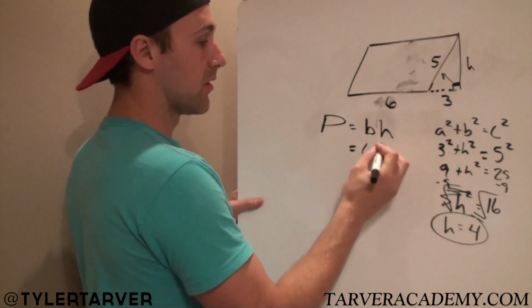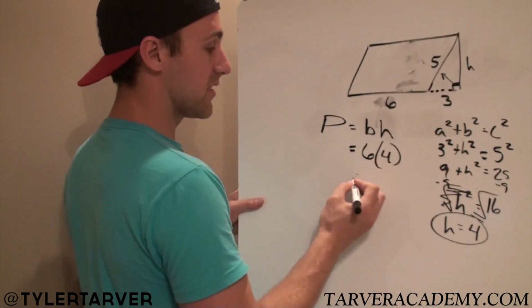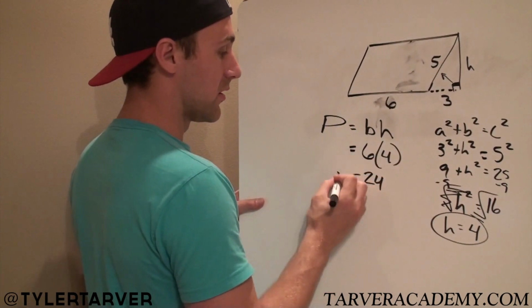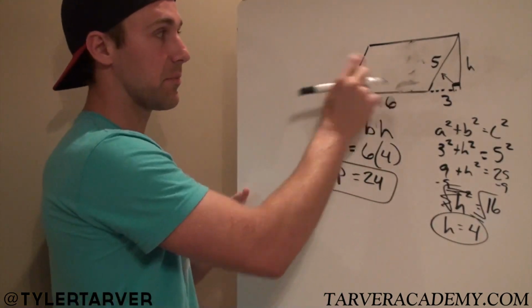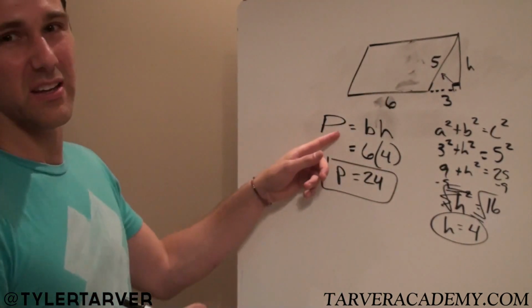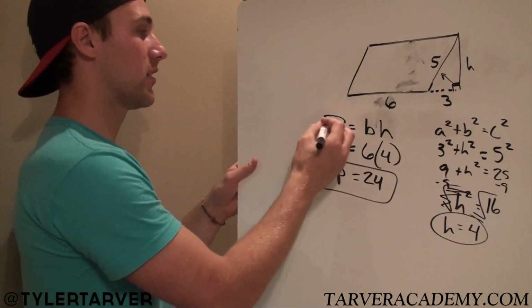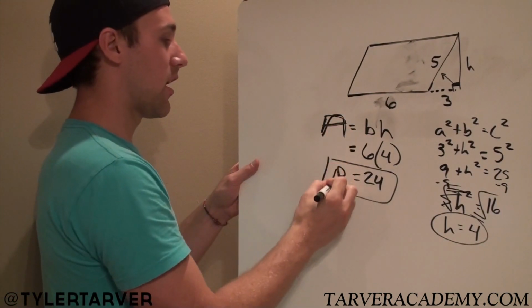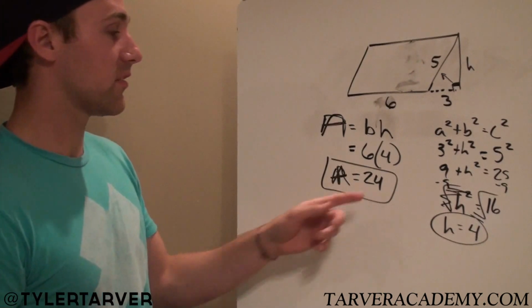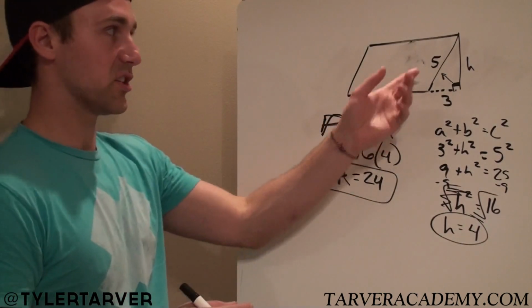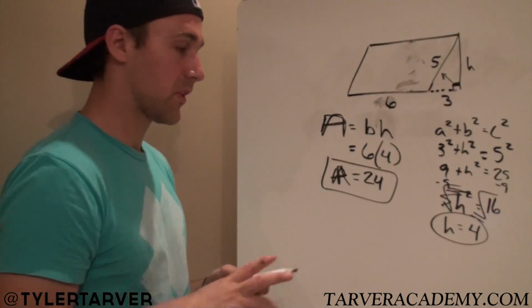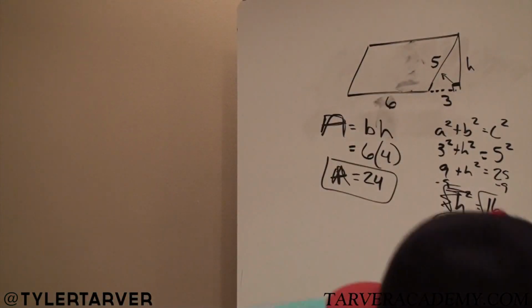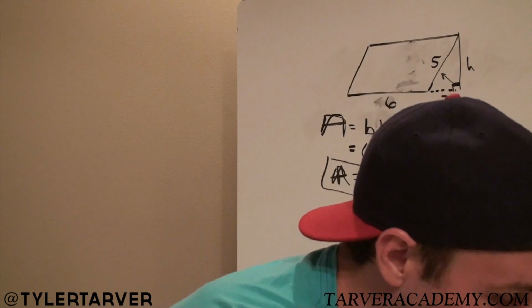Plug it in. 6 times 4 is 24. So our area of this parallelogram, I should have used P, that looks like perimeter. I'm sorry. Our area of this parallelogram is 24. Whatever this was, inches squared. I don't know. If this is inches, it'd be inches squared. Okay? Cool. Alright, let's move on to triangles and trapezoids.